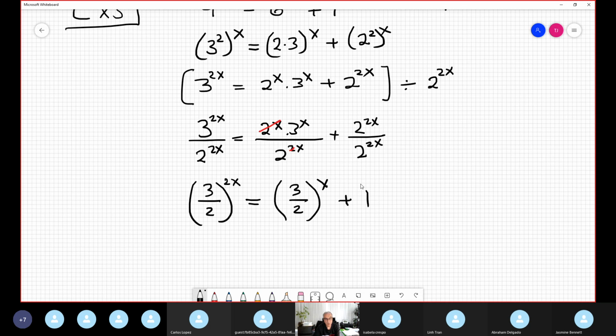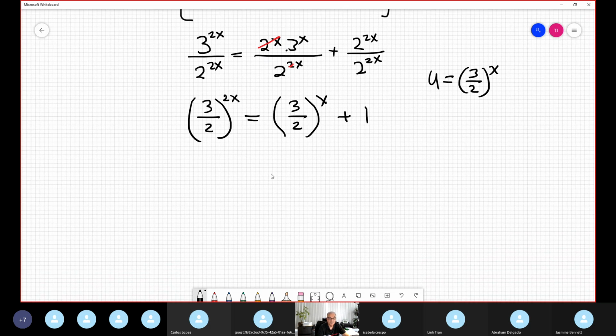And one more time, we have a quadratic form equation. How do you recognize a quadratic form? Well, you have one expression, and one exponent is x, for example, and this is twice, it's quadratic form. So what is the u definition? The u definition is 3 over 2 to the x. You take the expression that contains the smaller exponent, and this is u squared, and this is u plus 1.